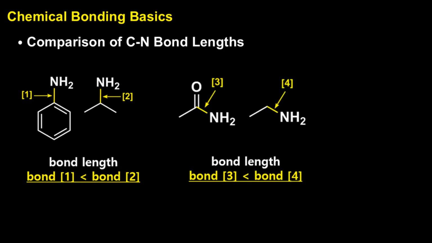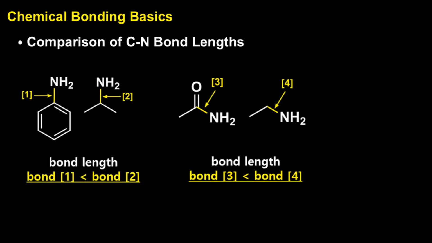We see a similar trend when we compare acetamide on the left and ethylamine on the right, and that's mostly due to differences in the hybridization of the carbon bonded to nitrogen. In acetamide, that carbon is sp2 hybridized, while in ethylamine, it's sp3 hybridized. And since sp2 hybridized carbons have more S character, they pull bonding electrons closer to the nucleus. That's why the CN bond in acetamide is shorter than the one in ethylamine.